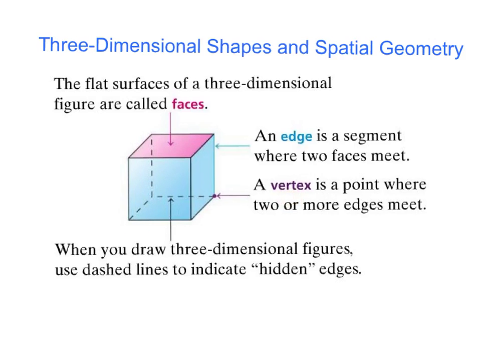The vertex is the point where two, or in some cases more, edges meet. So in this case, there are going to be 3 edges. So this would be a vertex where this face and this face meet, or those edges.